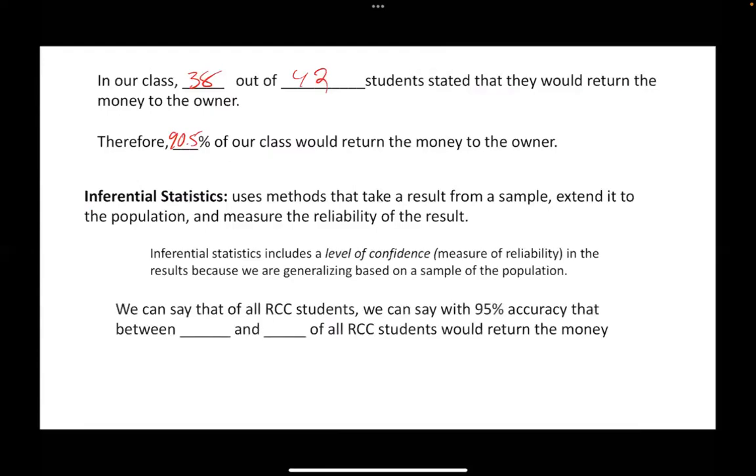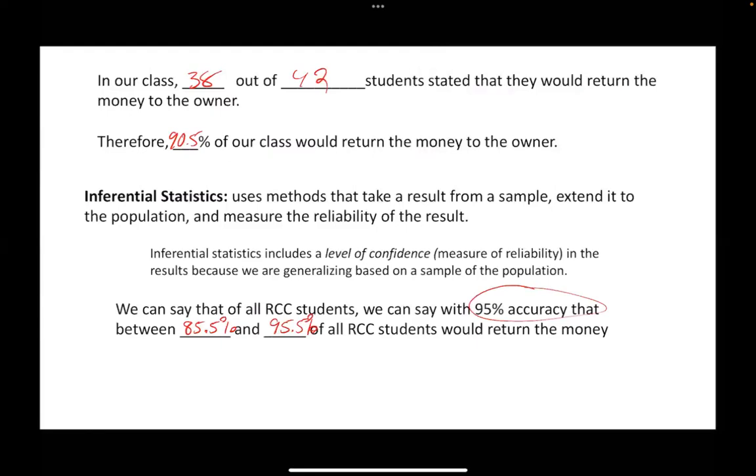Move on. So we can say that for all our RCC students, we can say with 95% accuracy that between 85.5% and 95.5% of all RCC students would return the money. So this gives it that margin of error, so basically that means that the actual number is probably between those two numbers. We're 95% sure that it's between those two numbers.